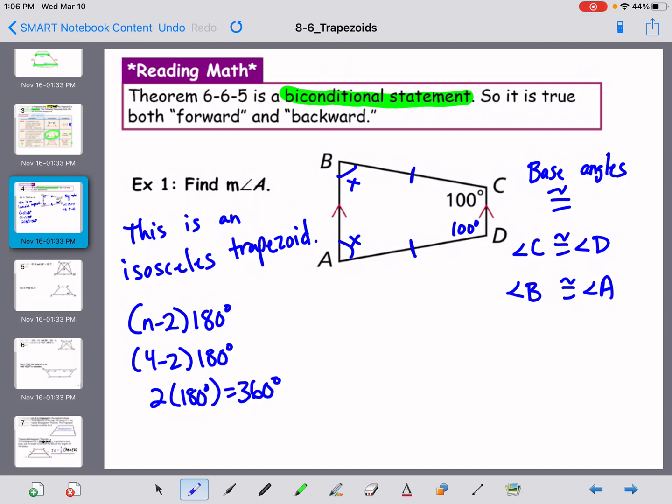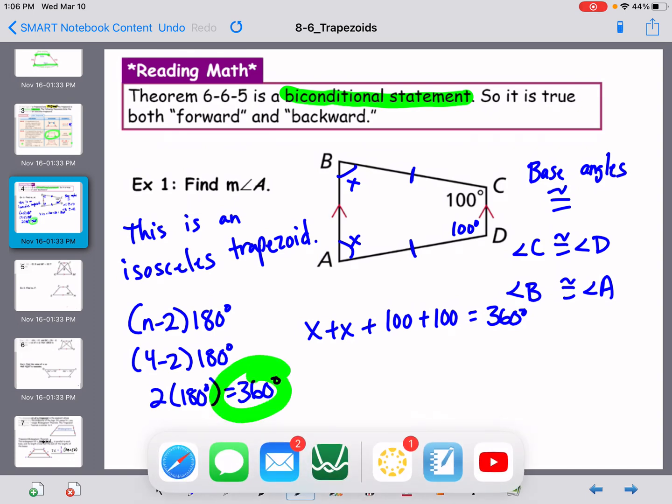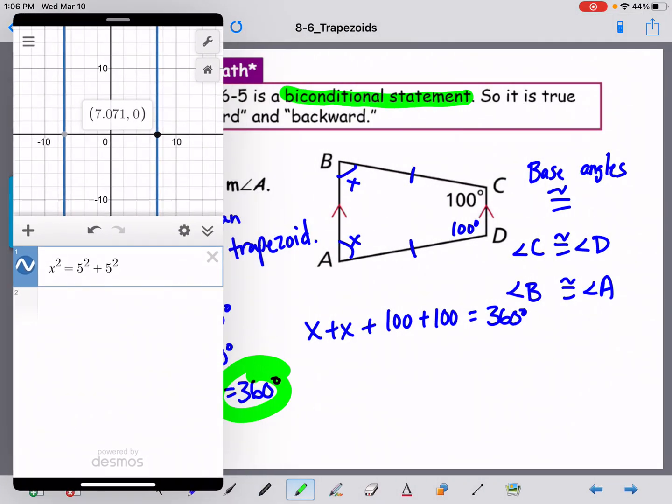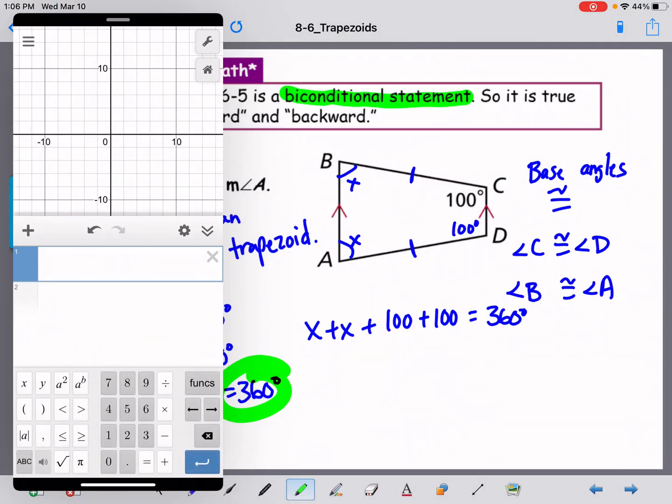So what I can do is say that all 4 of those angles added together would equal 360 degrees. So x plus x plus 100 plus 100 equals 360 degrees. 360 degrees is probably going to be the next magical number that we use over and over again. So let's type this in. I'm going to clean this up a little bit. This is just going to be 2x plus 200 equals 360. I just added the x's together, and then I added the hundreds together.